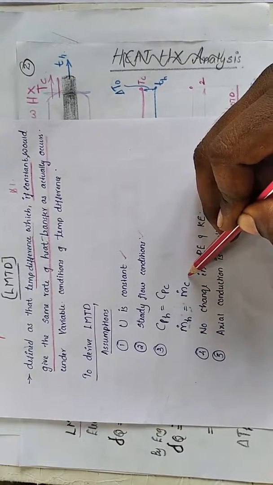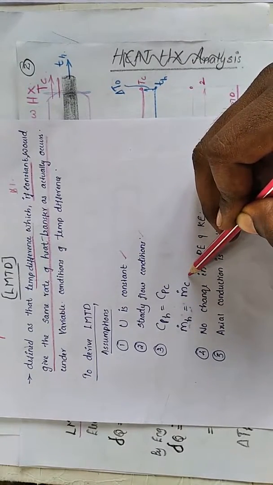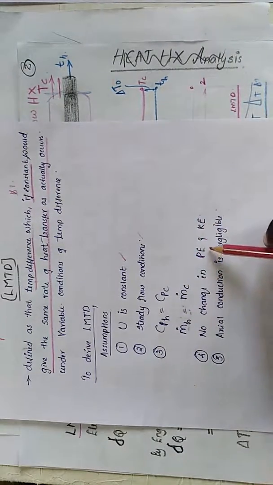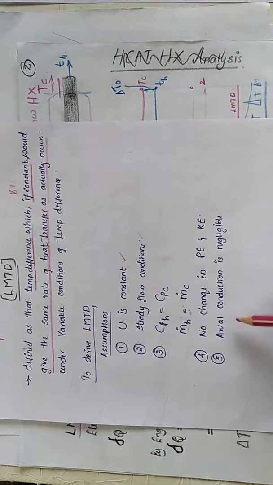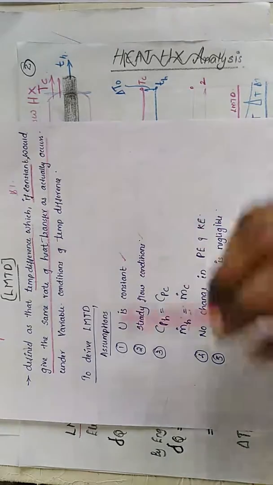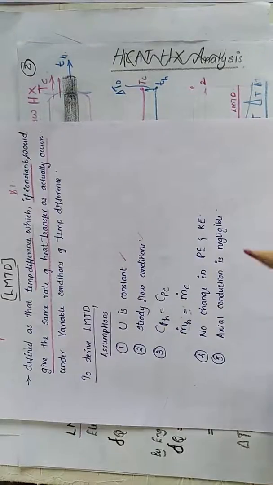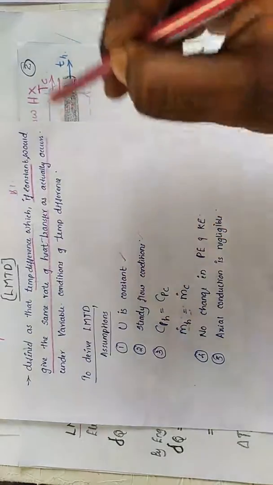That means suppose 10 kilograms of the hot fluid is passing through the shell, and similarly 10 kilograms should flow through the tube for the cold fluid. And there are no changes in kinetic energy and potential energy, that means they should be negligible. Another one is that axial heat conduction is negligible. By assuming all these conditions, we are going to derive the logarithmic mean temperature difference for the parallel flow heat exchanger.